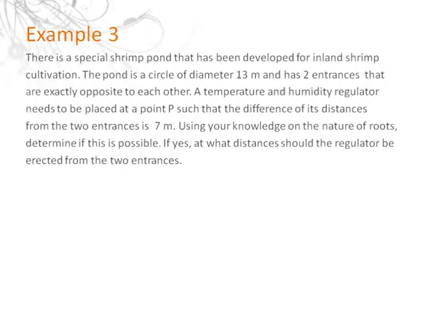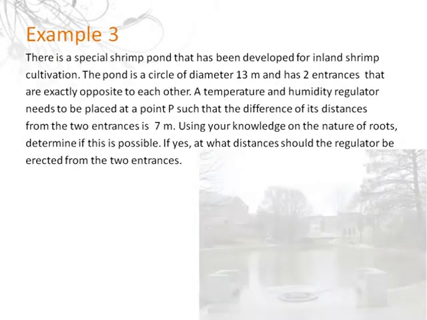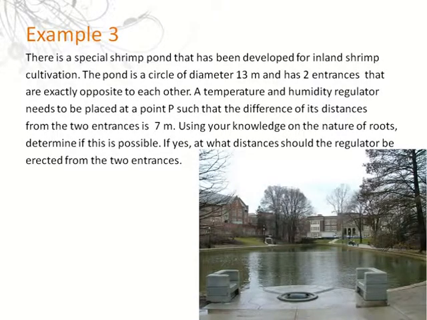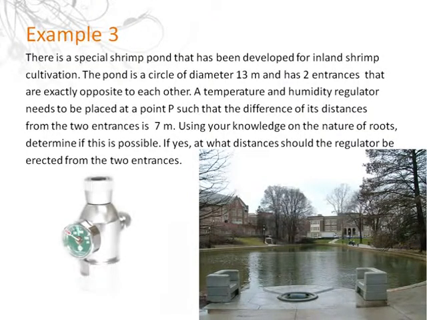Moving on to our third example. There is a special shrimp pond that has been developed for inland shrimp cultivation. The pond is a circle of diameter 13 meters and has two entrances that are exactly opposite to each other. A temperature and humidity regulator needs to be placed at a point P on the circle such that the difference of its distances from the two entrances is 7 meters.